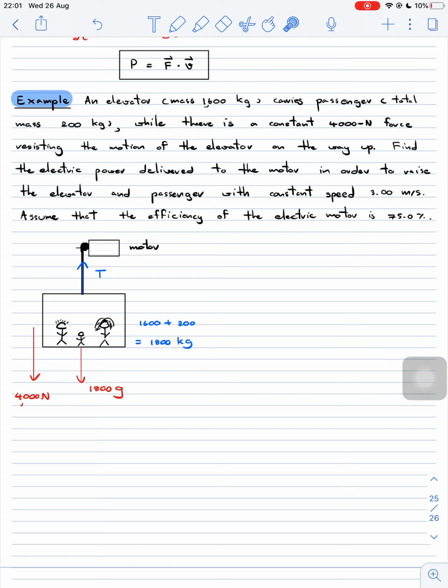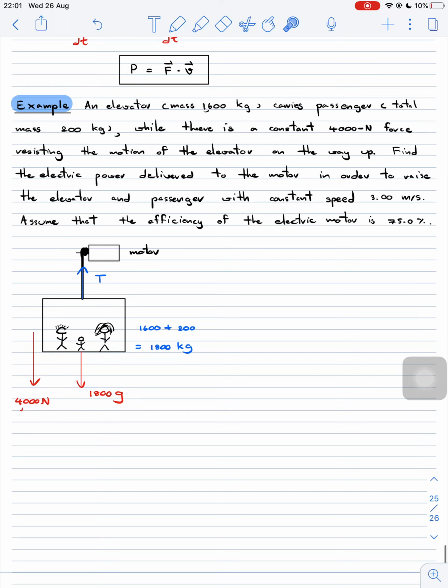And we said that the efficiency of the electric motor is equal to 75%, right? So what should we do? One thing that you can see is that the power of the motor depends on the force of the cable. Okay, so if we can find the tension here, then we can find the power of this motor. But then how?